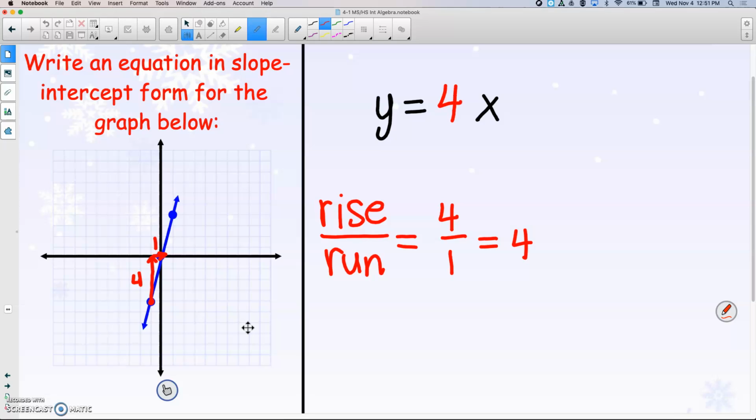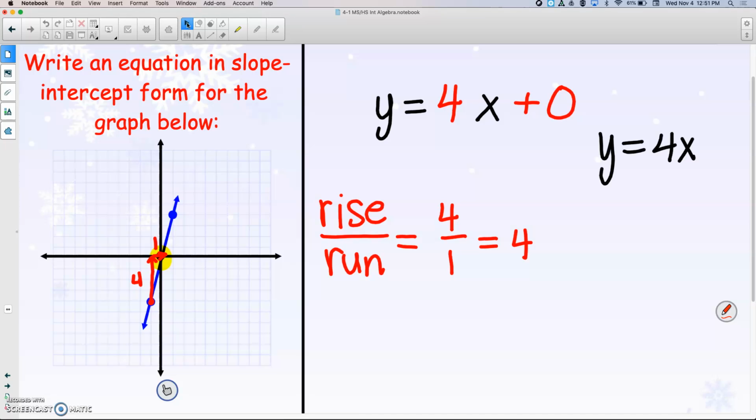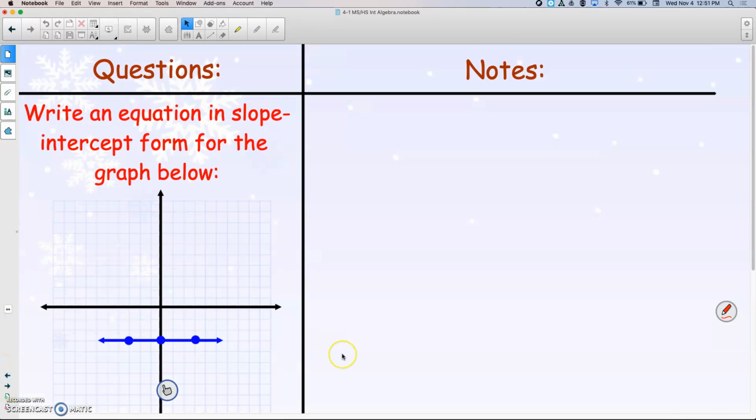And this time, my y-intercept, where the line crosses the y-axis, is at 0 right here. So you don't have to write anything. You don't have to put a +0. It's most often just going to be y equals 4x. Okay, so when the intercept is 0, you don't need to write a 0 there.